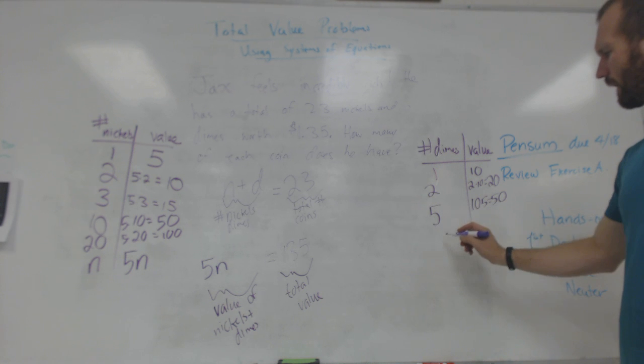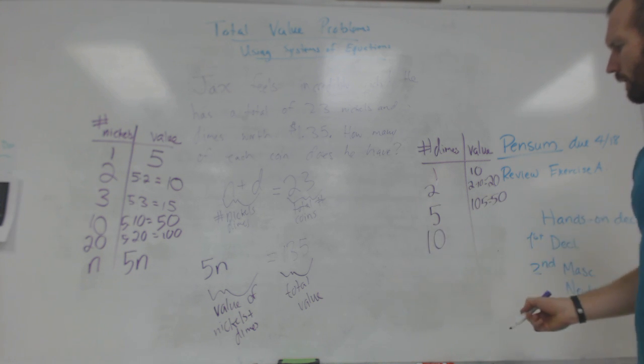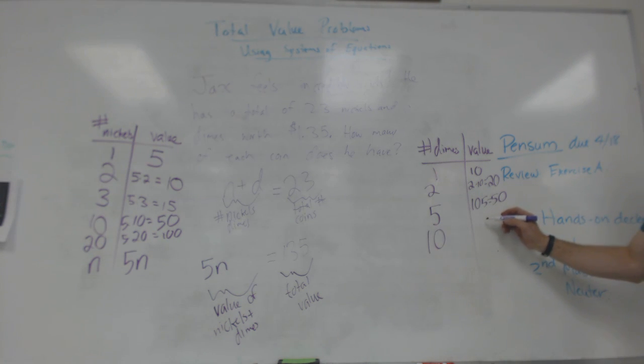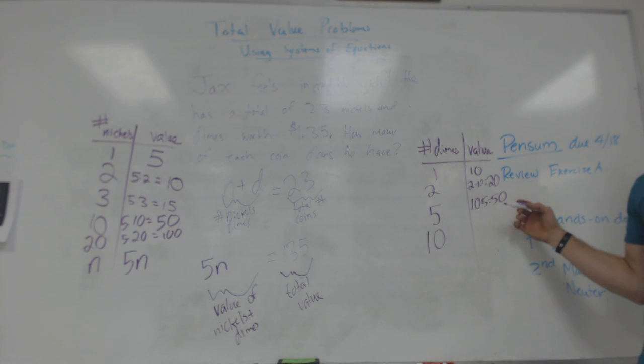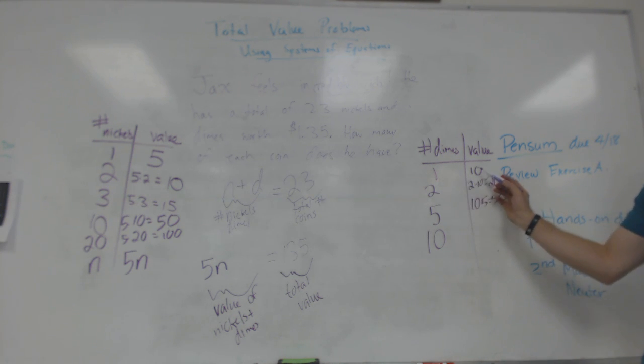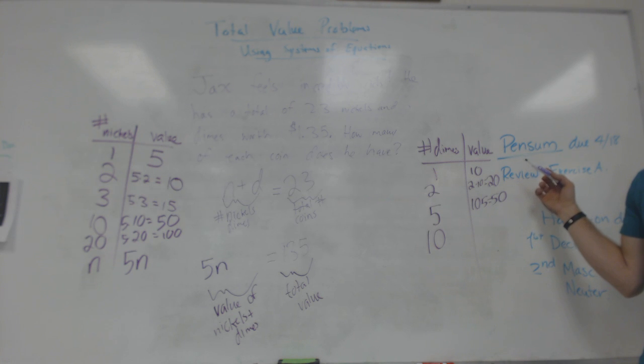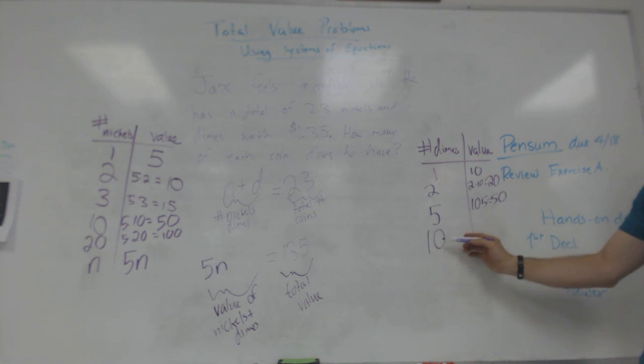How much is it worth if I have 10 dimes? 50 cents. 10 dimes is worth 50 cents. How much is 1 dime worth? 5 cents. No, 1 dime is worth 10 cents. You're thinking of nickels. So 1 dime is 10 cents. How much is 10 dimes?